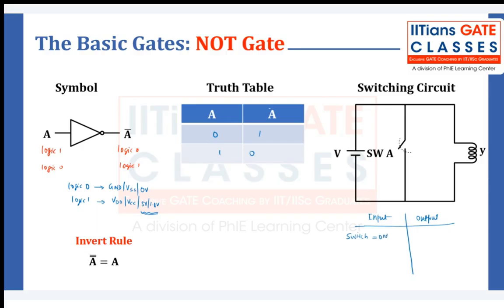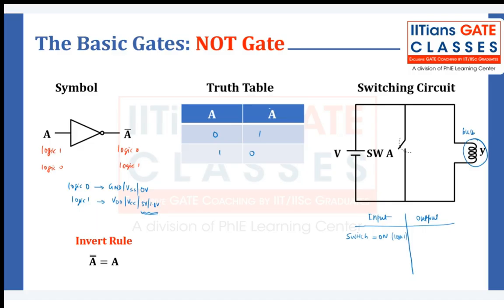Switching circuit. I will write a table with input and output. Suppose the switch is on. If the switch is on, I will write it as logic 1. What is the output? Bulb will be on or bulb will be off? When the switch is on, bulb will be on or off? On. Okay. That means when the input is 1, output is also 1.